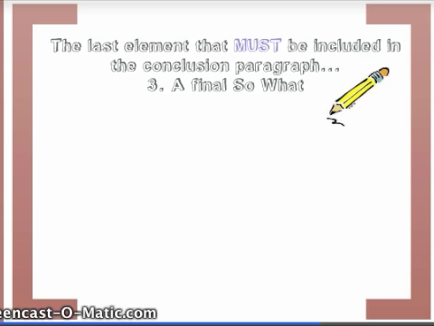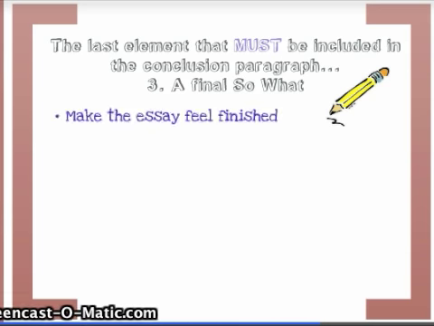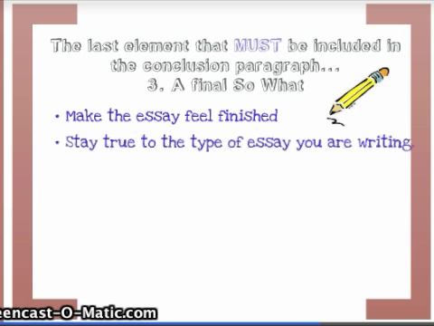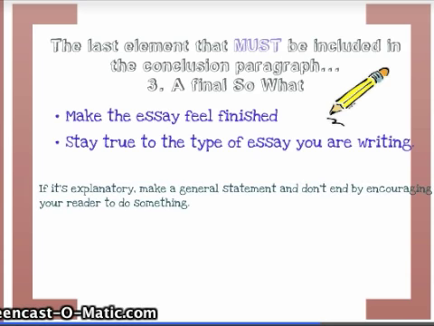Well, the same thing is true for your concluding paragraph. You need a final so what. This will help the essay really feel finished, but you have to be careful to make sure that you stay true to the type of essay you are writing. Let's look at a couple examples.